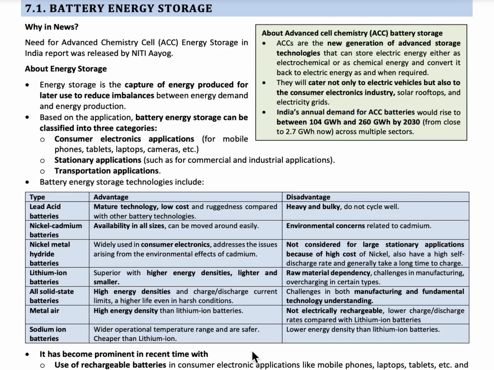Next topic is battery energy storage. Many of us use phones, laptops, electric vehicles, cameras, etc. To use those for a longer period, better energy storage batteries are needed, and that has led to the advanced cell chemistry ACC battery storage. The advanced cell chemistry batteries use advanced technology that can store electric energy either as electrochemical or as a chemical energy and convert it back to the electric energy as and when required. Recently Niti Aayog has released a report on battery energy storage called Advanced Chemistry Cell Energy Storage in India report.